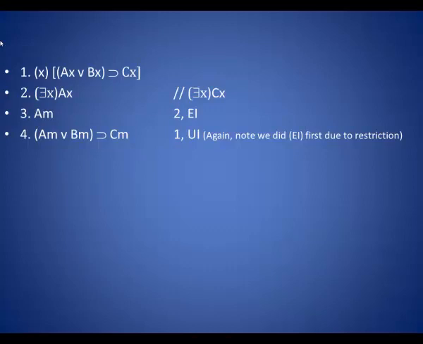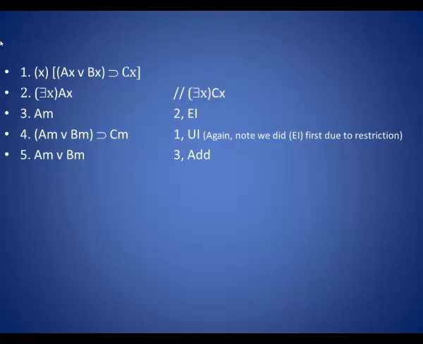And also, in addition with UI, if I wanted to, I could have used a variable. But since I want to be able to use line 4 with line 3, I've just chosen to use the constant letter M in line 4 as well. Now then, what we can do is we can take line 3 and we can use our addition rule. Now I have AM or BM. So I have there's an M that's an A or there's an M that's a B.